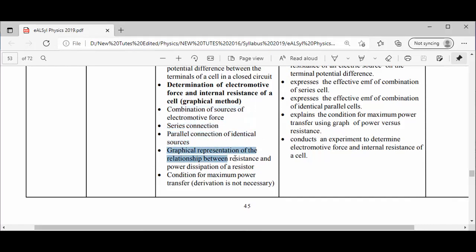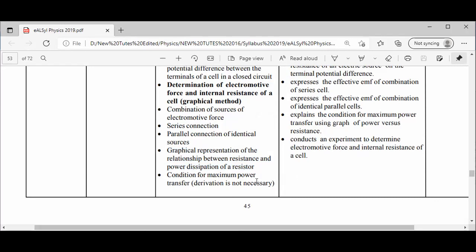Graphical representation of the relationship between resistance and power dissipation of resistors. Right, so we can draw some graphs also. I think we have drawn such a graph in a past paper question. As I remember, it is the 2005 past paper question. If not, I'll discuss that question.